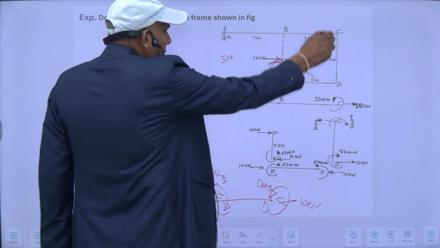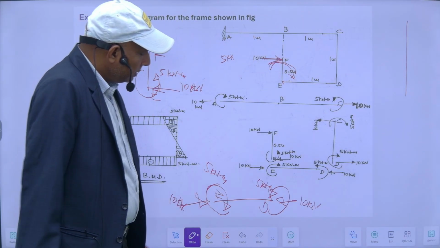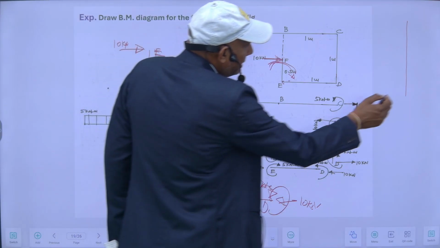For this DC portion, this acts towards left, so it will be towards right.